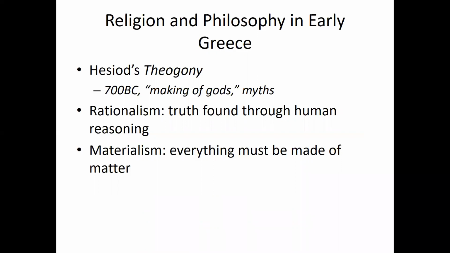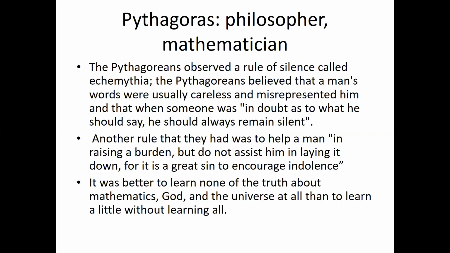Early Greek philosophers discussed and wrote about the ideas of rationalism, which is truth found through human reasoning, and materialism, the concept that everything must be made of matter rather than just spirit. If you ever took a geometry class, you have probably heard of Pythagoras, the philosopher and mathematician and discoverer of the Pythagorean theorem. He was not just a mathematician. Followers of Pythagorean philosophy believed in the transmigration of the soul and a strict way of living one's life.